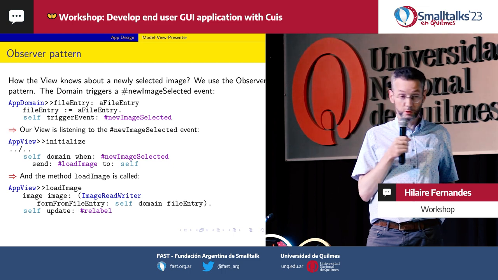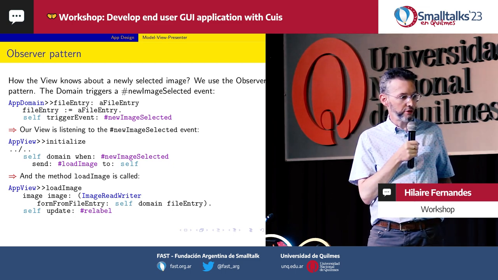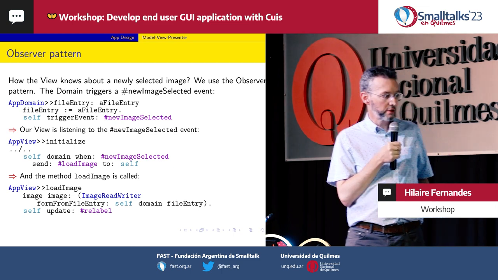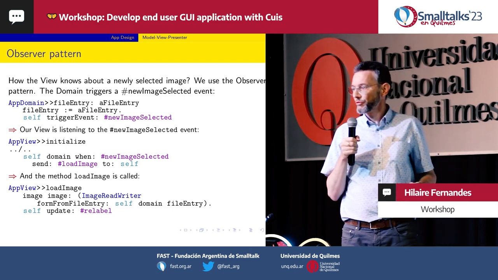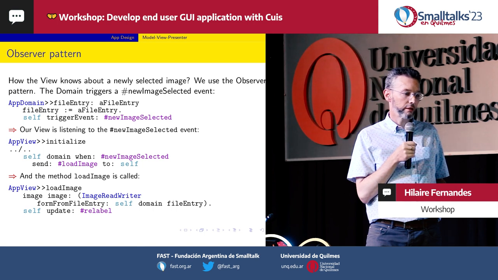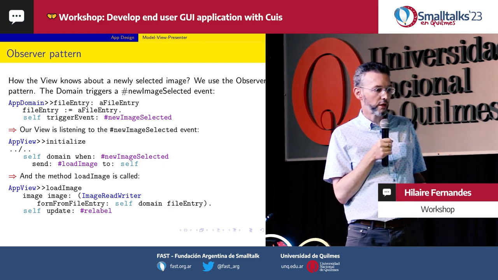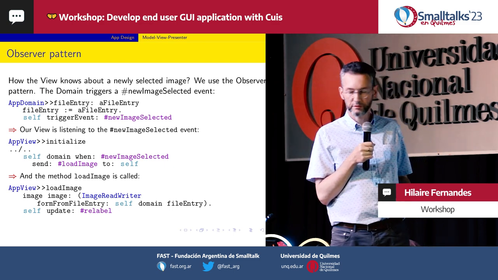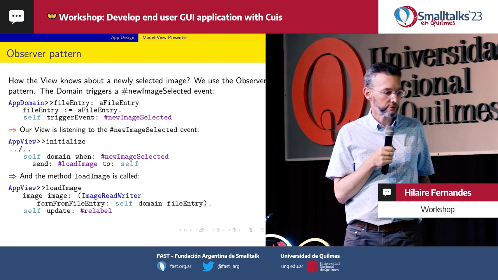So now we move to look at load image, what is happening. So we go to see in the view. In the app view, we have the load image. And here, we have again some loadable operation. The image is a morph. Our image is just to change the form of the morph. Then we update with reloader.